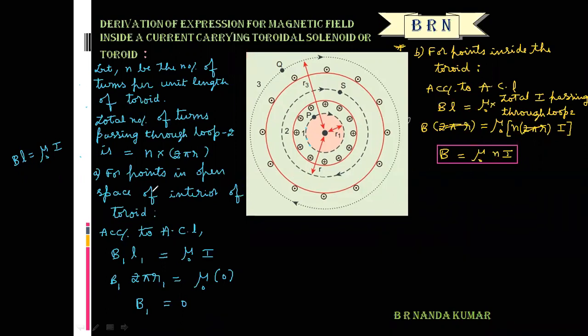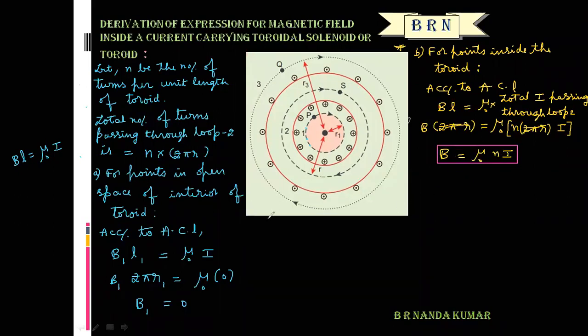So the magnetic field in the open space of interior of toroid is 0, but the magnetic field inside the current carrying toroid is not equal to 0, that is mu naught n I. Actually, this is the same as the magnetic field inside a current carrying solenoid, is it not? The magnetic field inside the current carrying solenoid is also mu naught n I. So even the magnetic field inside the current carrying toroid is mu naught n I.